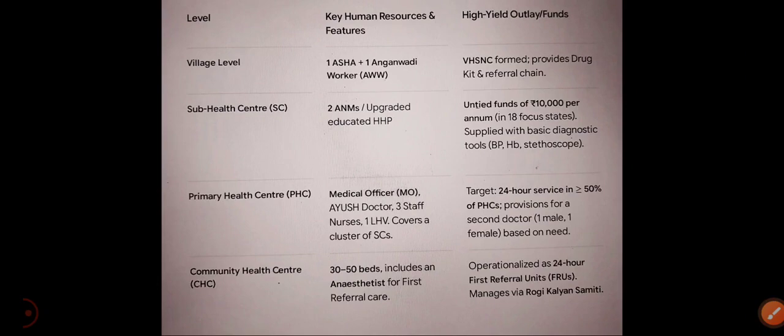Resources are the medical officer, MO, AYUSH doctor, 3 staff nurses, 1 LHV, and it covers a cluster of SCs. This primary health center targets 24 hours service in greater than or equal to 50% of the PHCs, with provision for a second doctor, 1 male and 1 female based on need. And community health centers, CHCs, usually have 30 to 50 beds, including anesthetics for first referral care.